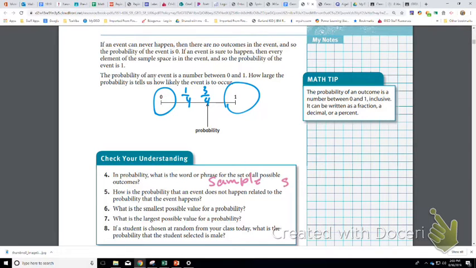Okay, that's your sample space. Okay, let's skip 5. Let's go to 6. What is the smallest possible value for a probability? 0. What is the largest possible value of probability? 1. All right. If a student is chosen at random from your class today, what is the probability that the student selected is a male? How many students do we have in here today? 21, and how many of them were male? 11.